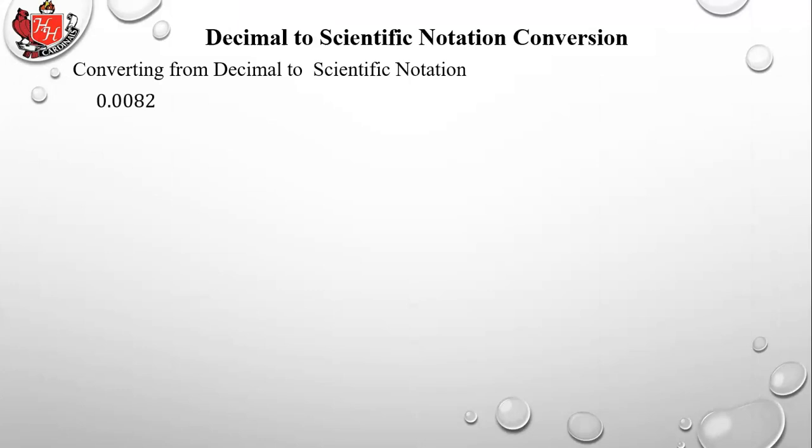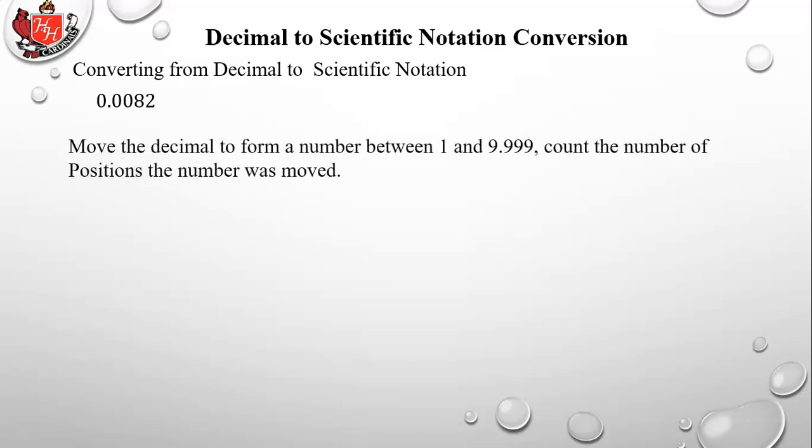Converting from decimal to scientific notation. Okay, now we have a number that's less than 1. It's a positive number, but it's less than 1. It's between 0 and 1. So move the decimal to form a number between 1 and 9.999. Count the number of positions the number was moved. Actually, it should say the decimal was moved.